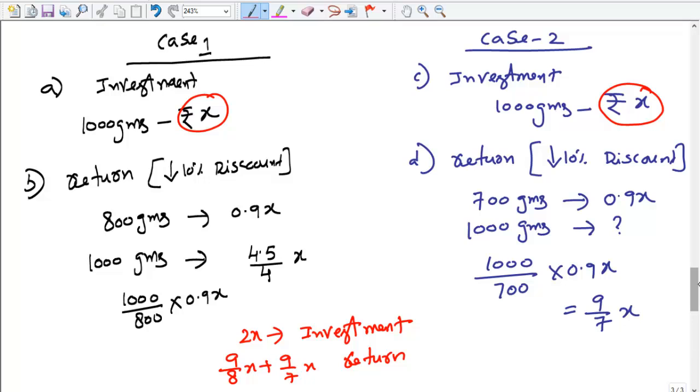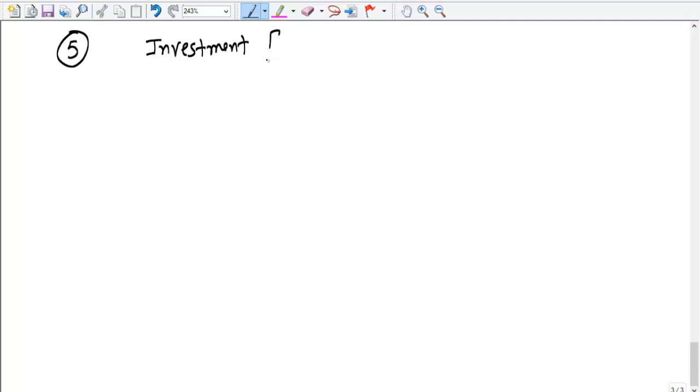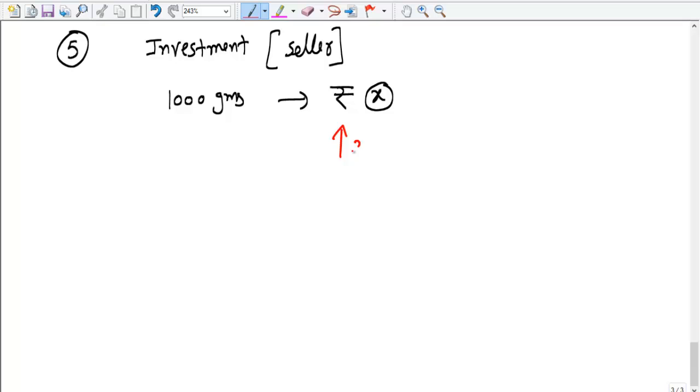Let's say investment. So the investment of seller, that is for 1000 grams, we say that it is rupees x. Now the return is the most important one. There are two things modified here. One, this is increased by 20%. It means it is now rupees 1.2x.